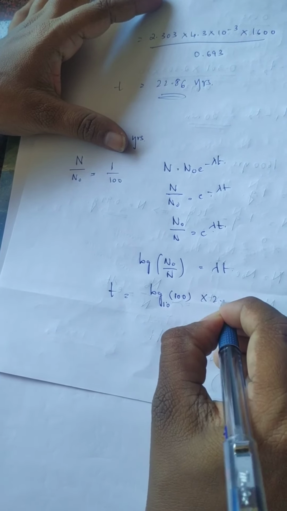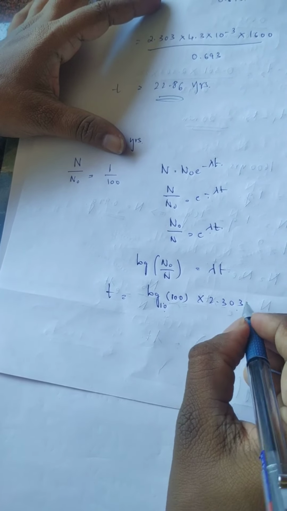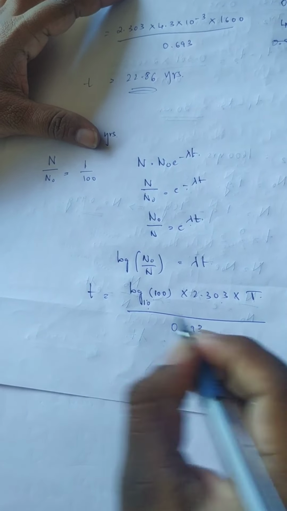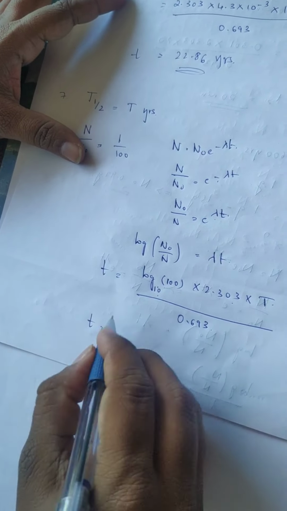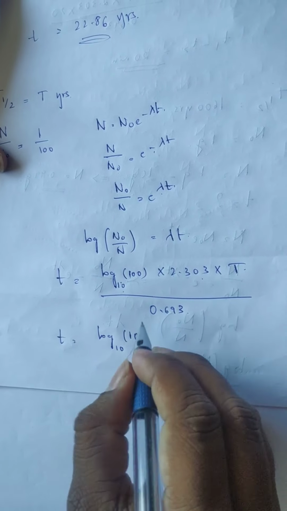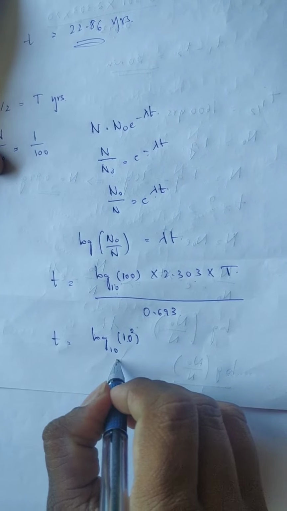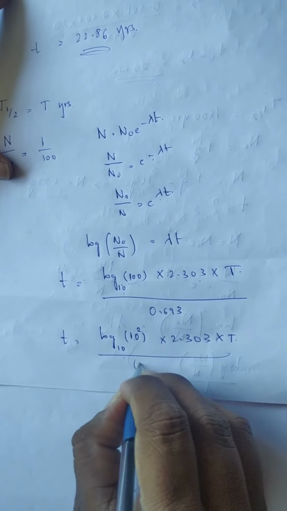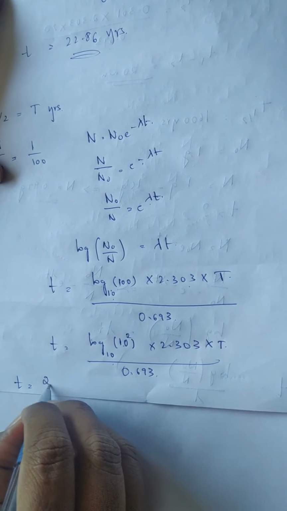into 2.303. As I told you, in order to take e, we have to multiply by 2.303, into t, where half-life is T, 0.693. Okay, so t is equal to log base 10. We can write 100 as 10 square, right? Now log 10 to the base 10 is 1.